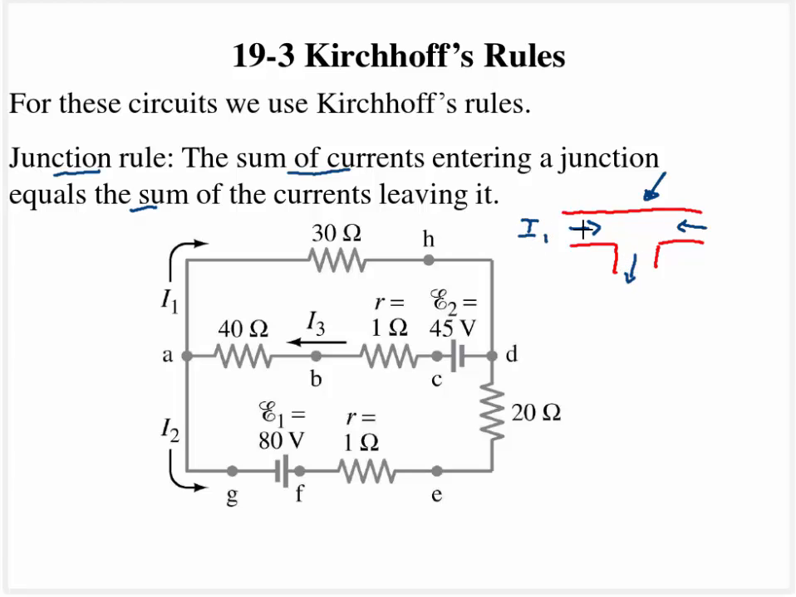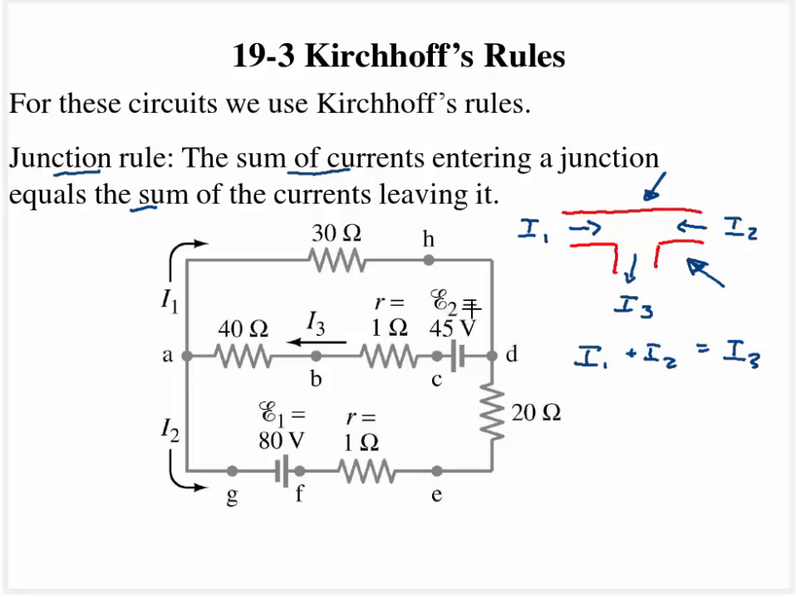Essentially, if we have some water or current flowing in here, and some water or current flowing in here, it must flow out right here. So here we would say I1 plus I2 must be equal to I3 in this example.